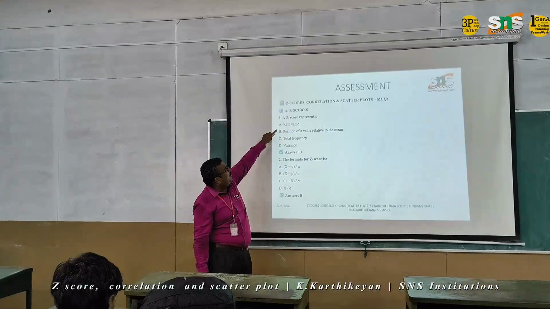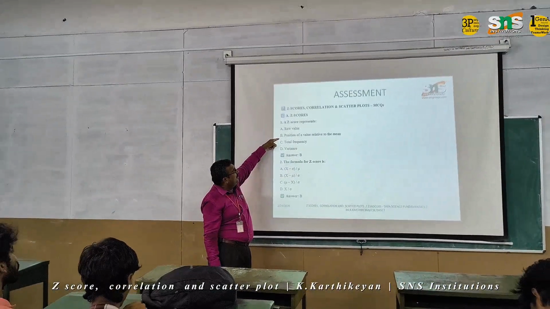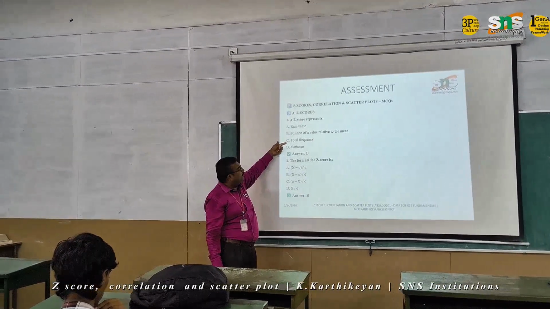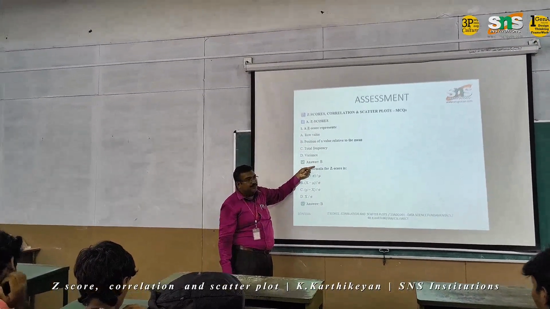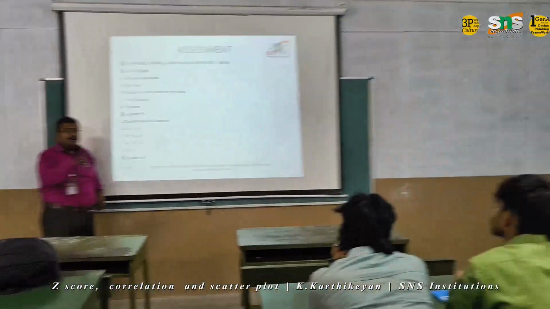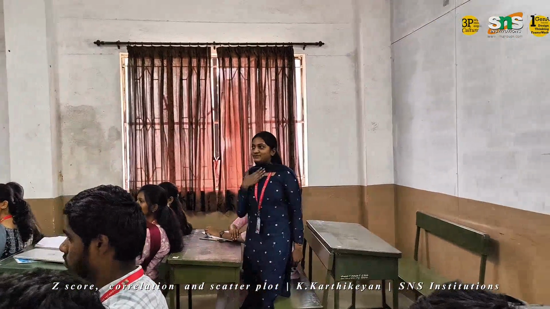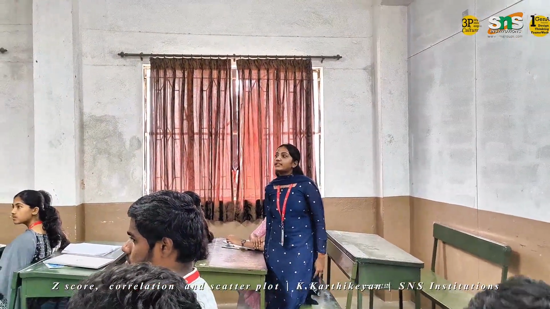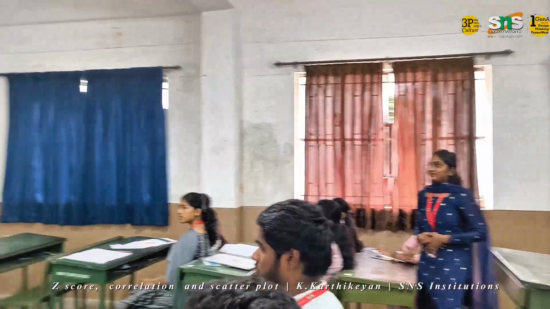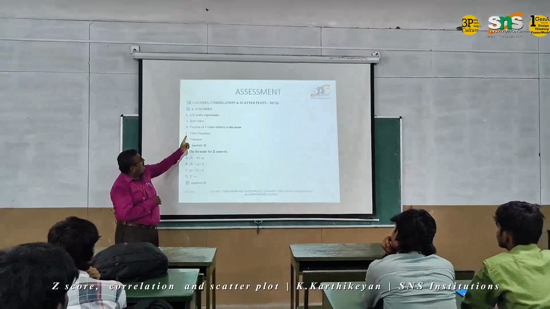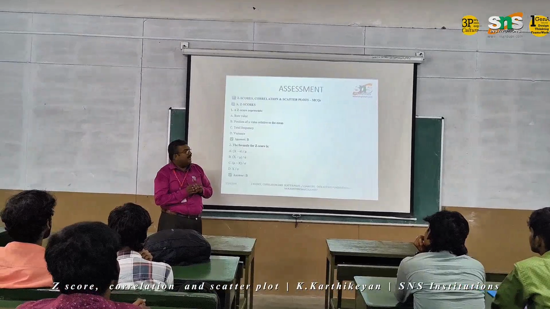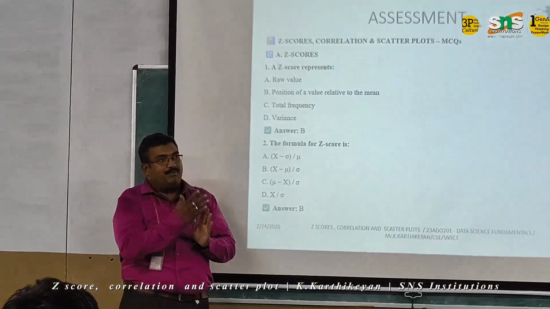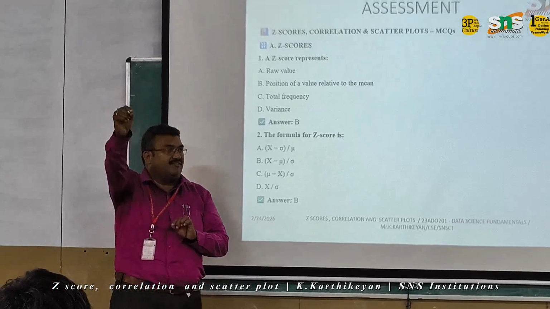The raw value, the question of the value related to the mean, total frequency and variance. If any one of you can tell the answer. The answer is B, the value related to the mean. So you can receive the value now: overall value divided by n, the number of values, is the mean value.